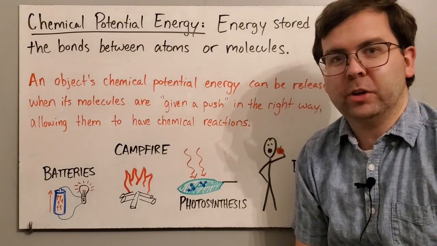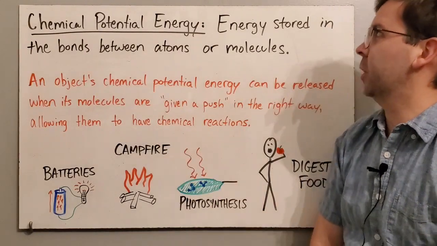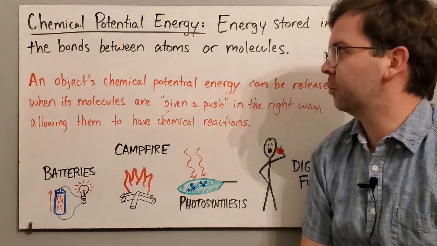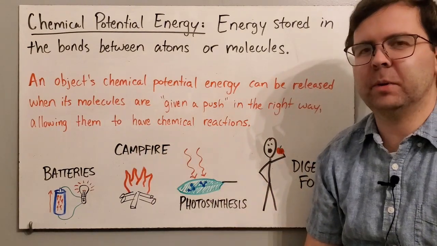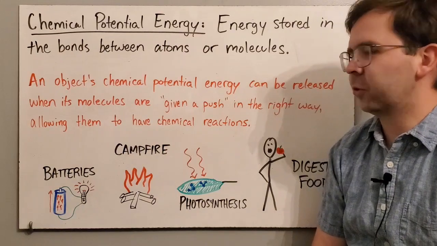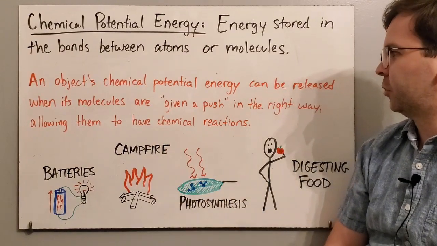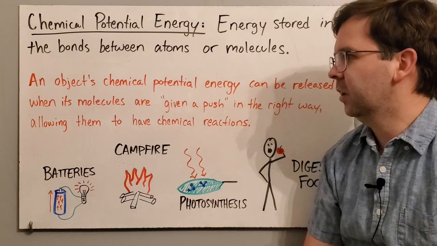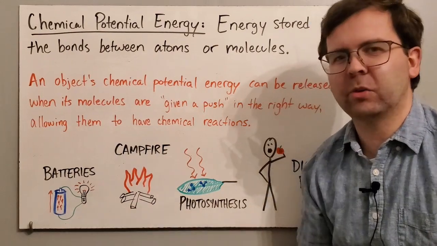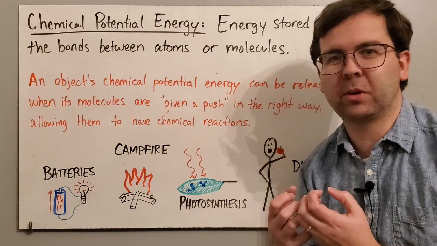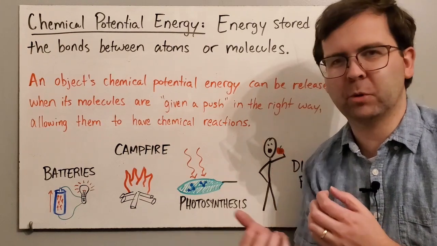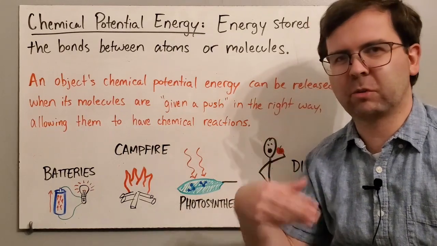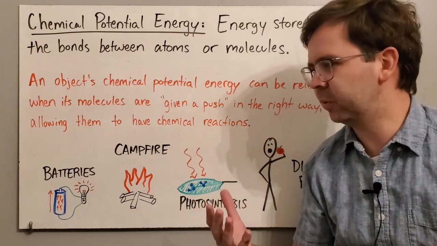Another form of energy in physics is chemical potential energy. This is energy that's stored in the bonds between atoms and molecules. An object's chemical potential energy can be released when its molecules are given a push over some threshold, and that allows them to undergo some kind of chemical reaction. An example of this would be batteries. Batteries have chemical reactions taking place inside of them when you hook them up to a circuit, and that allows them to carry electrons through the battery and generate some electricity, unleashing that chemical potential energy that's stored in the battery.